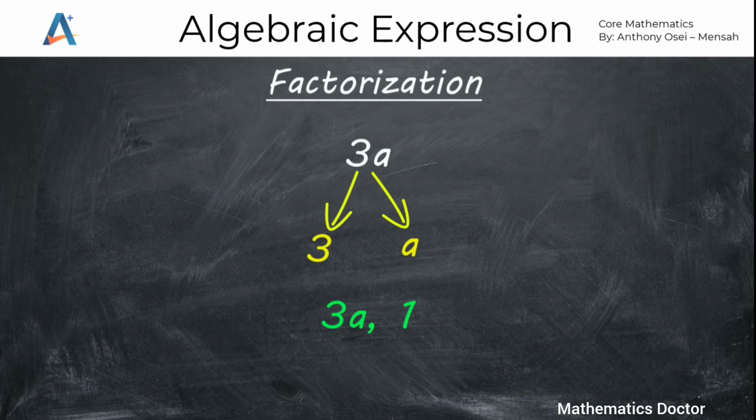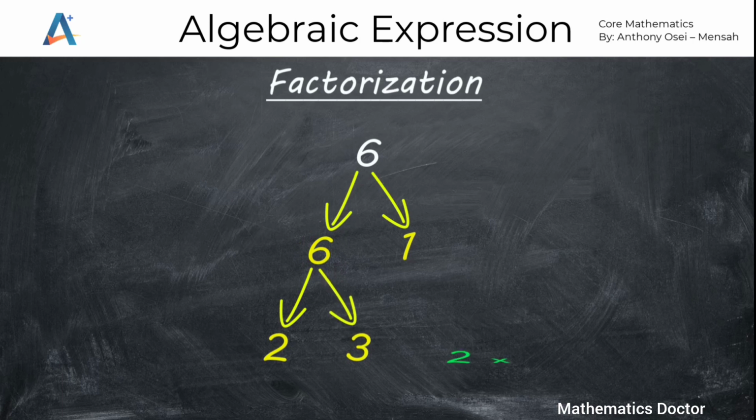Let's take a constant number like 6. Now, when you consider 6 as a number, the factors of 6 can be 6 itself multiplying 1. So 6 and 1 becomes factors of 6. Also, we can factorize this particular 6 into 2 and 3. So 2 times 3 also becomes a factor of 6.